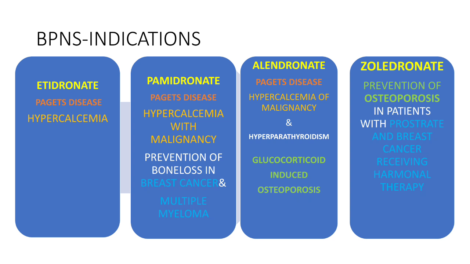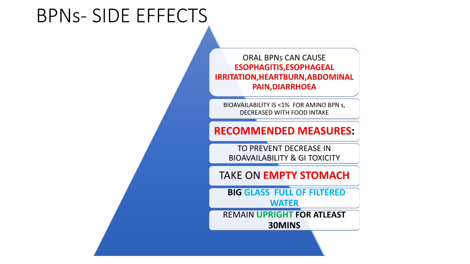Alendronate is used in Paget's disease, hypercalcemia of malignancy and hyperparathyroidism. It is given mainly in glucocorticoid induced osteoporosis. Zoledronate is used in prevention of osteoporosis in patients with prostate and breast cancer who are receiving hormonal therapy.